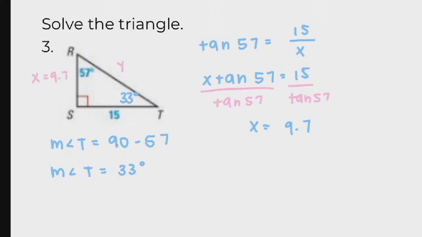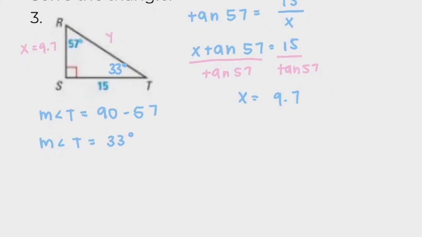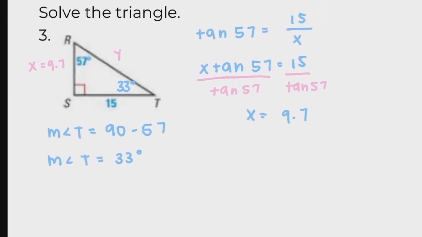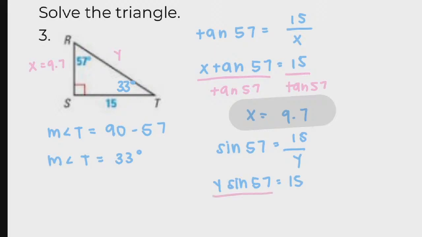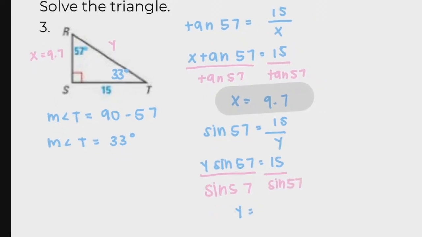So here you have two choices. You can plug the two sides that we know, the 9.7 and the 15, into the Pythagorean theorem to solve for y, or you can use trig again. I'm just going to use trig again because I like using trig. So sine of 57 would give us 15 over y, and that's how we can solve for y. We'll cross multiply, we'll get y sine 57 equals 15, and then divide both sides by sine 57. And we'll get y equals 17.9.